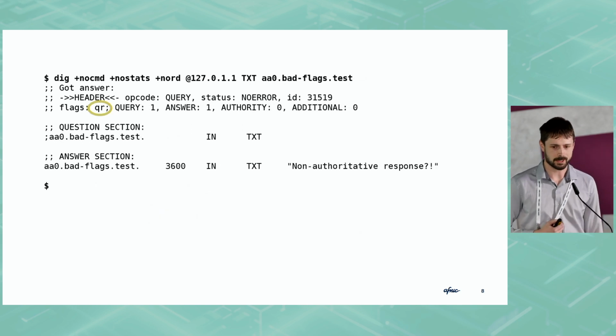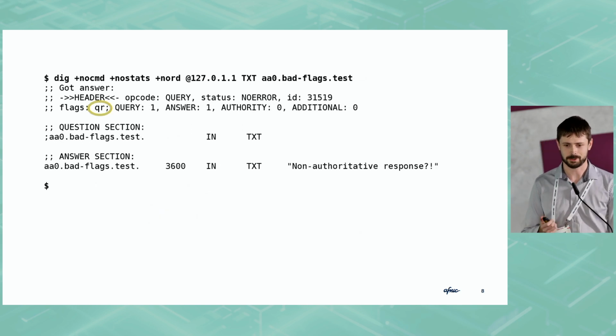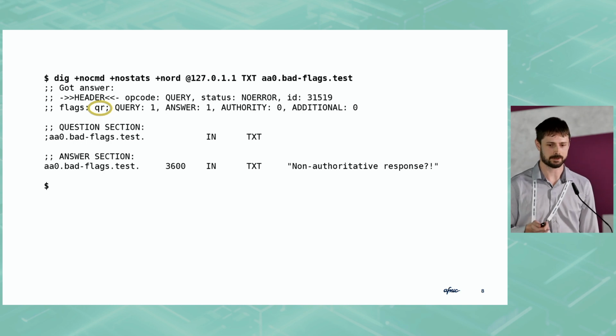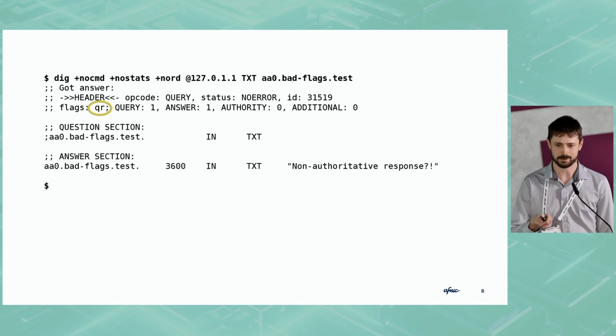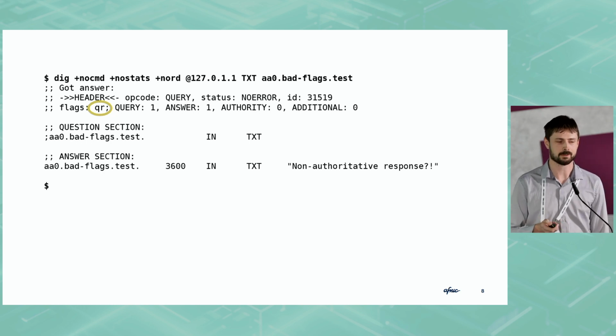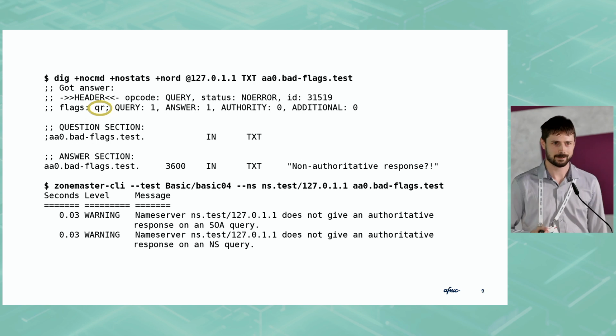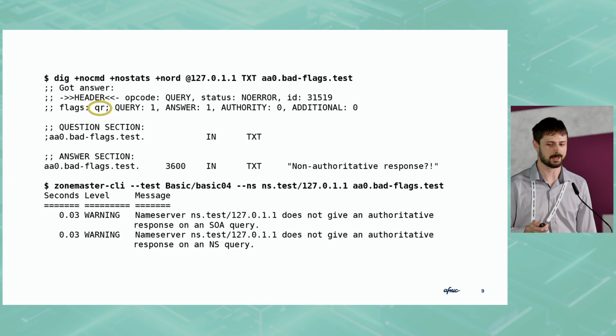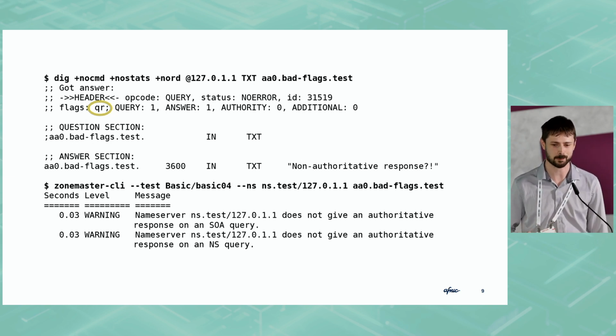The second example here is when I'm touching the header flags, and here I set up a zone, AA0.badflags.test, that forces the authoritative answer to 0. And as you can see here with dig, this is the case. And now when I run Zonemaster on the subzone, you'll see that I get the warnings I was looking for, that I do not get an authoritative response on SOA and NS queries. So mission accomplished here.